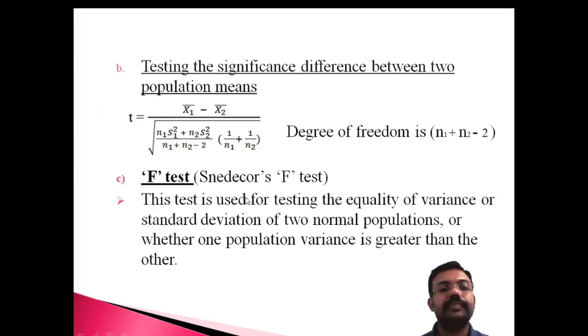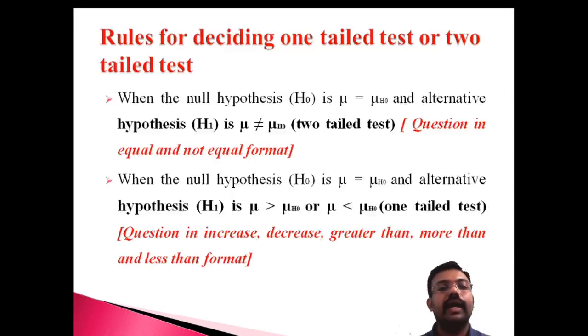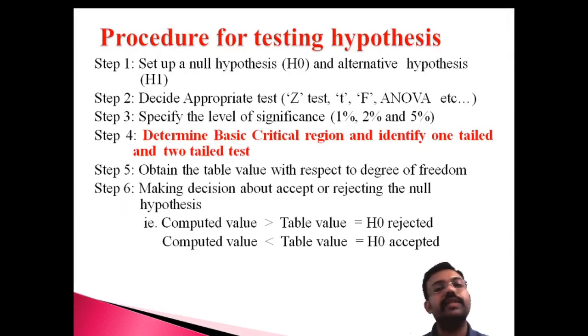Okay, so once again, first we discuss the steps for the testing of the hypothesis, and basically there are 6 steps. The first important step is to decide the null and the alternative hypothesis, and the second step is to decide the test, whether it's Z test, T test or F test, and the third step is to determine the level of significance. The level of significance means normally we are using the 1%, 2% and 5% levels of significance. Okay, and after that, determine the critical region, that means for the one tailed and the two tailed test.